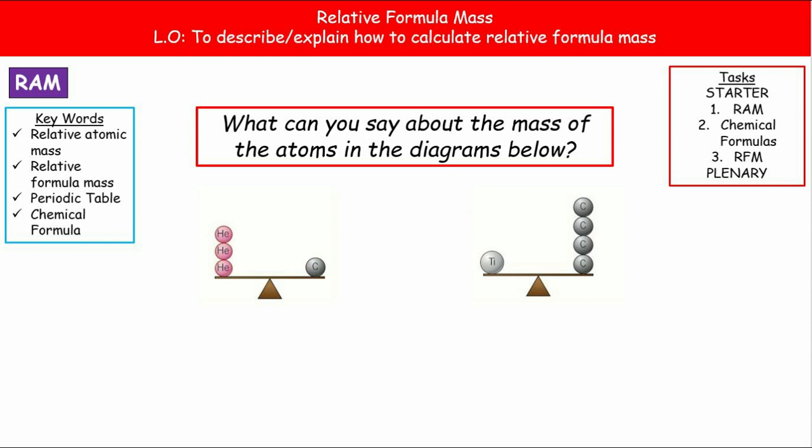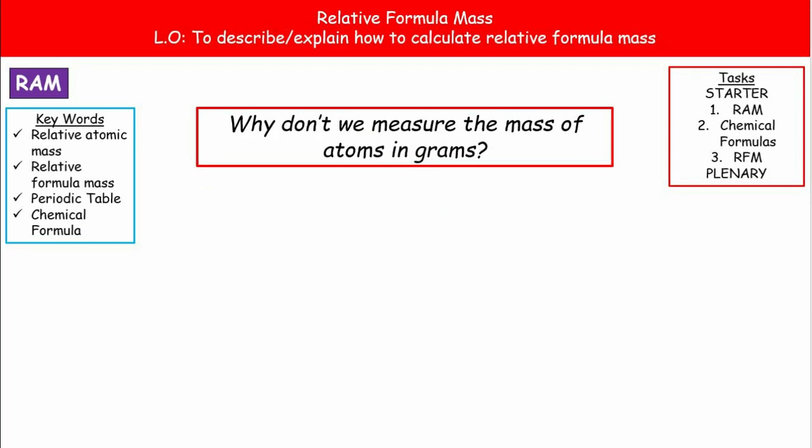Hopefully what we came up with was that the atoms on each end of that seesaw must have the same mass because it's balanced. Just jot down in your books then, why don't we measure the mass of atoms in grams? Literally just going to give you 10 seconds to get that done.